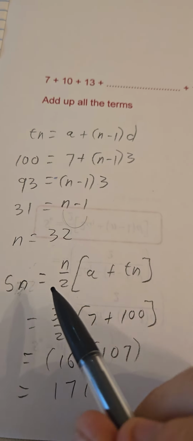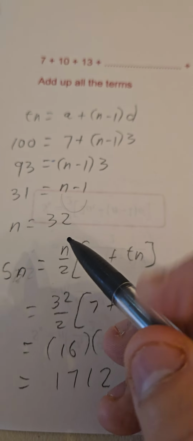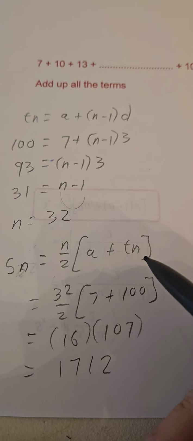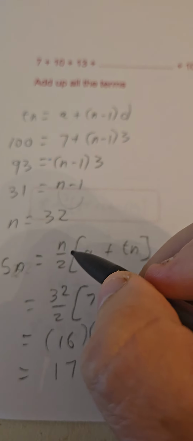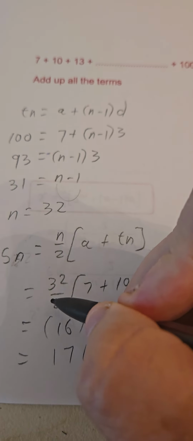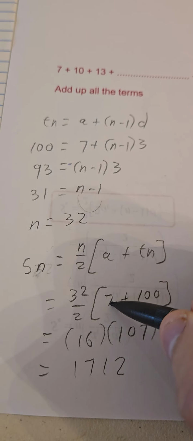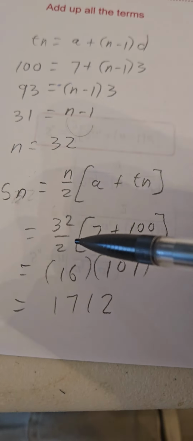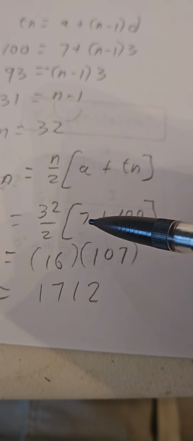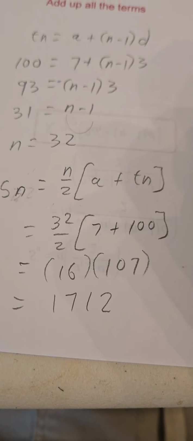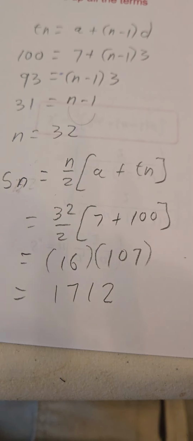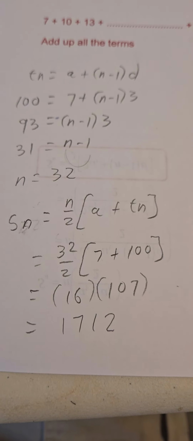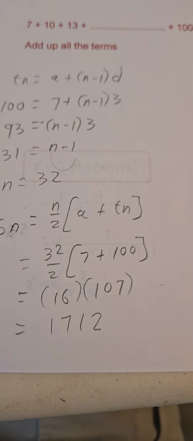Now we can use the other formula. We know n is 32. The other formula gives the sum as n over 2 times a plus tn. Remember I said there's more than one formula to add up the terms. We know n is 32. 32 divided by 2. The first term is 7. The last term is 100. And now we simplify. 32 divided by 2 is 16. 100 plus 7 is 107. We multiply it out and get 1,712. And that's our lesson today relating to the arithmetic series.